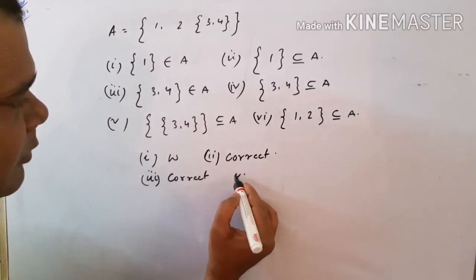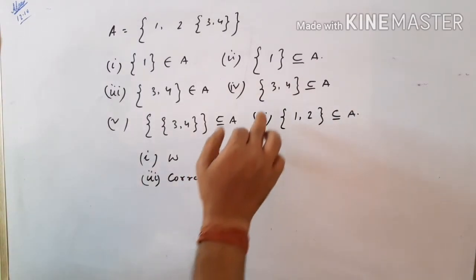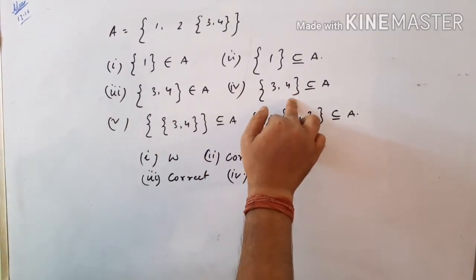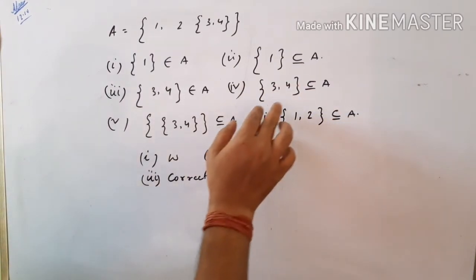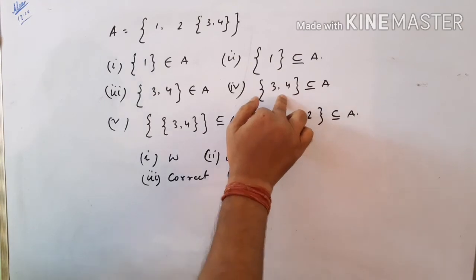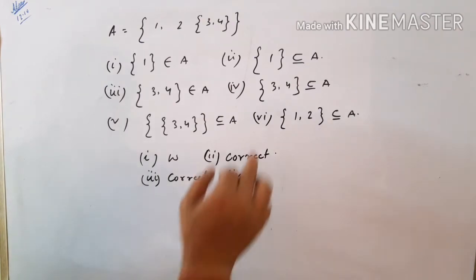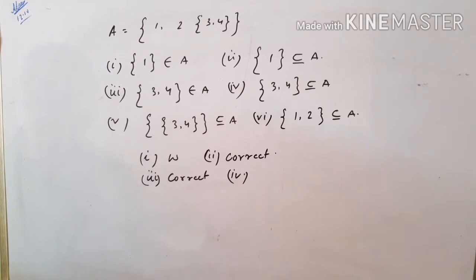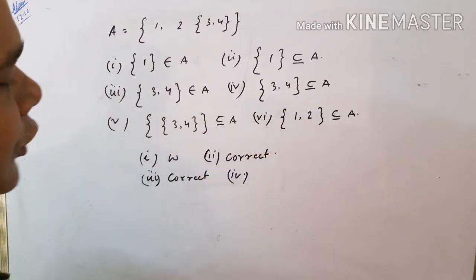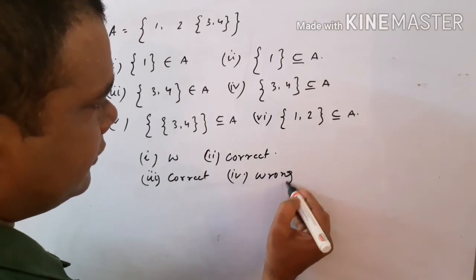Next come to number 4. {3, 4} is contained in A. Obviously it's wrong, because although {3, 4} is a set, with respect to the set A, {3, 4} is an element, and for an element we cannot write contained in. An element must be belongs to. So this one is wrong.